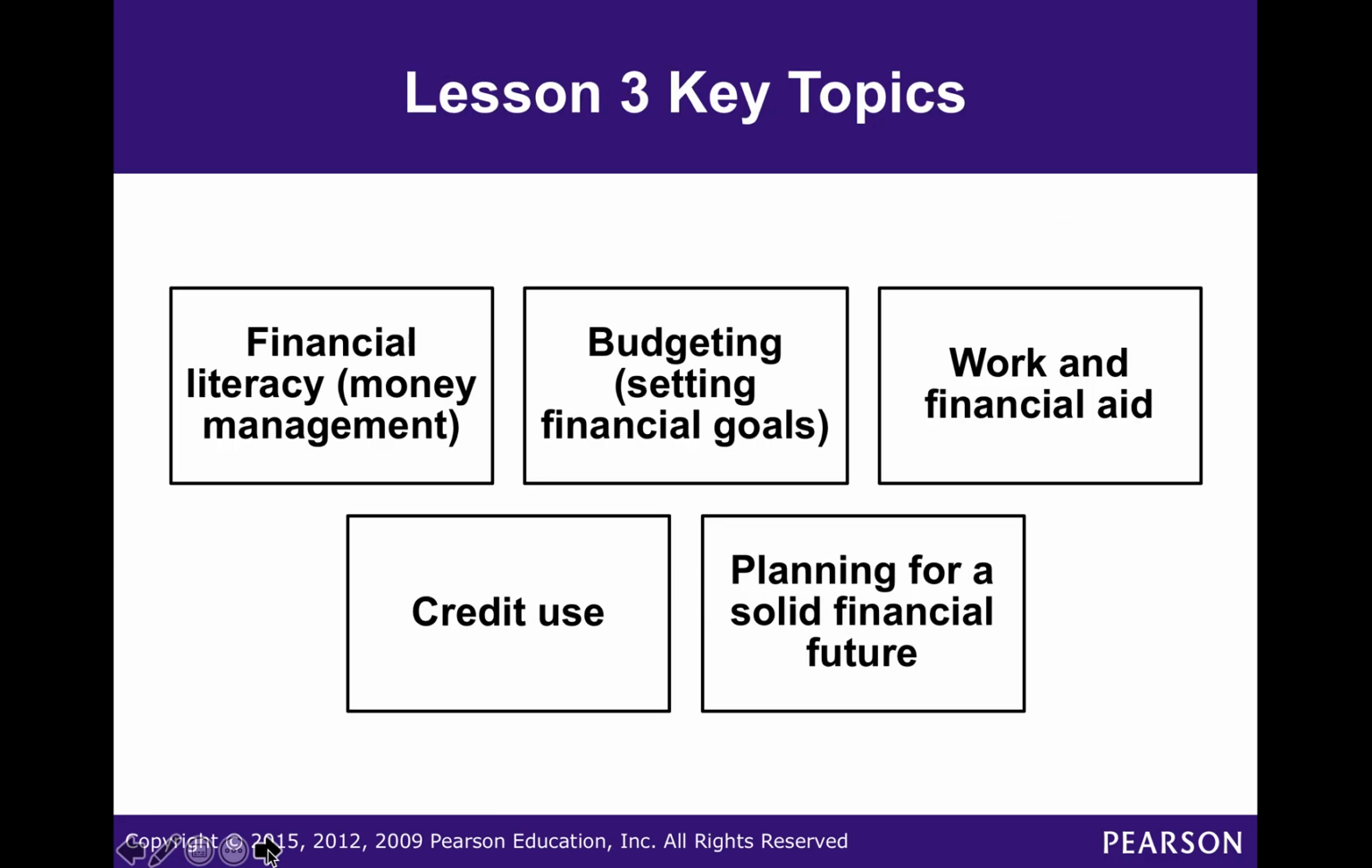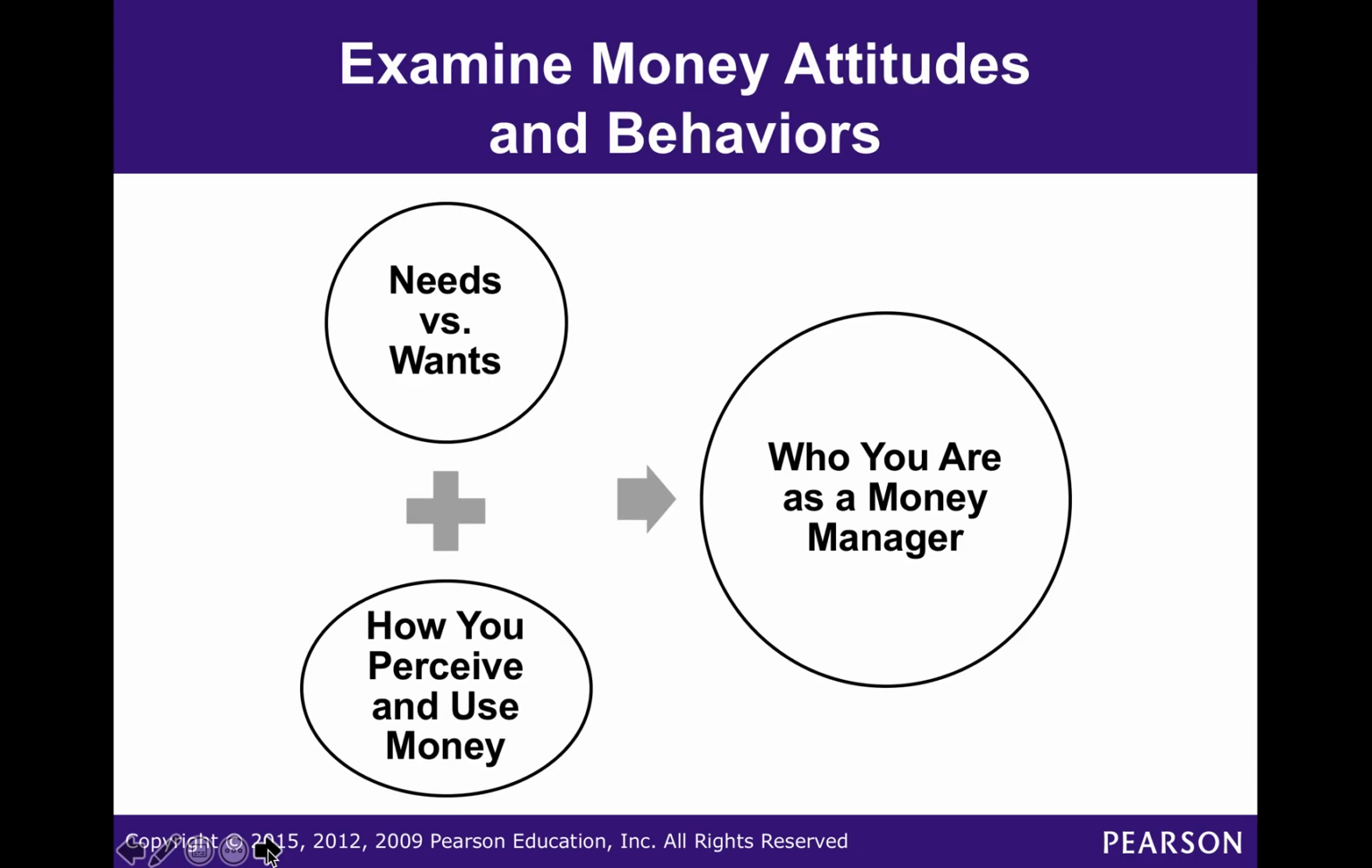So there are key topics for this chapter. They are financial literacy, which is money management. There's budgeting, which is setting financial goals. There's work and financial aid. There's credit use. And finally, planning for a solid financial future. To examine money attitudes and behaviors, first you need to look at your needs versus wants, plus how you perceive and use money, equals who you are as a money manager.